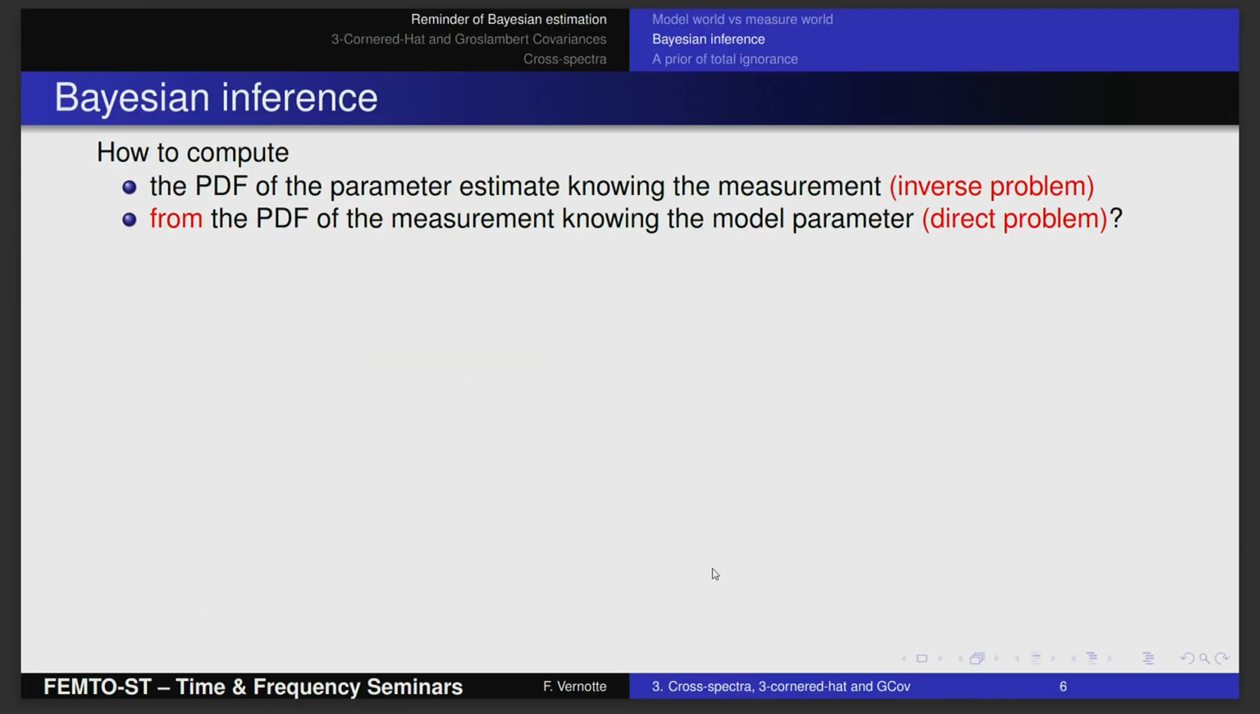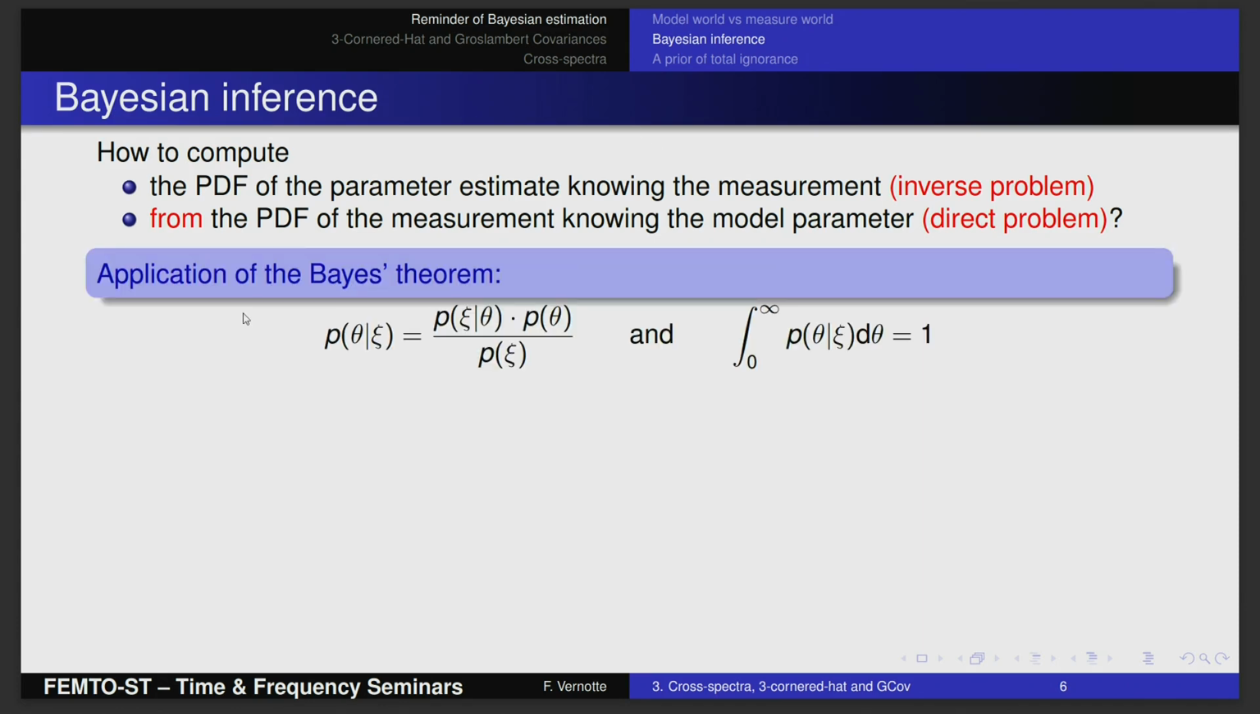So you remember that I presented the Bayesian inference. The question is how to go from the direct problem to the inverse problem. In other words, how is it possible to know the PDF, the probability density function of the parameter estimate, knowing the measurement? You will try to assess it from the probability density function of the measurement, knowing the model parameter, which is generally well known. You know if it's Gaussian, it's chi-square distributed, and so on.